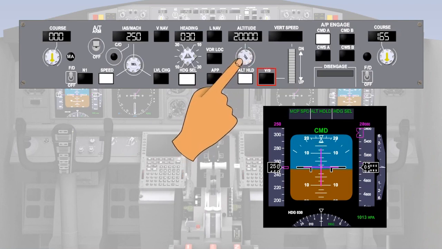With the aircraft in altitude hold, we can now climb our aircraft to 30,000 feet. There are three ways to cause the autopilot to climb or descend the aircraft to a new altitude. We can use vertical speed mode, flight level change mode, or vertical navigation mode. Flight level change and vertical navigation modes will be looked at during the second lesson on autopilot pitch operation.